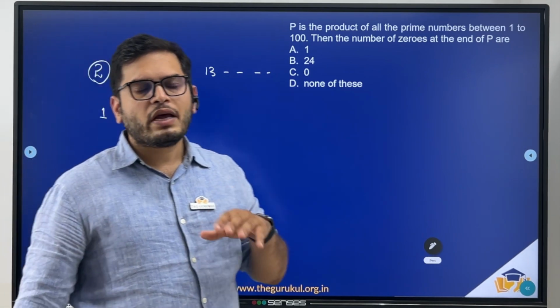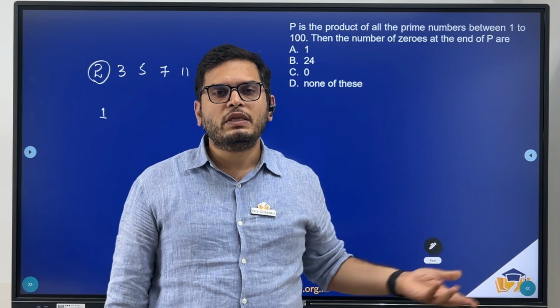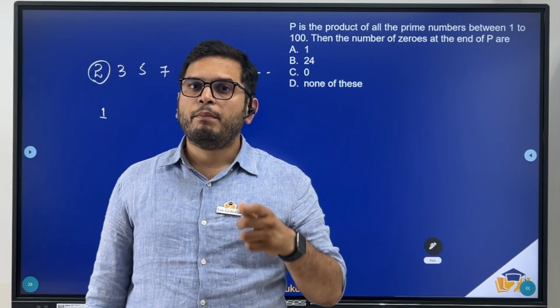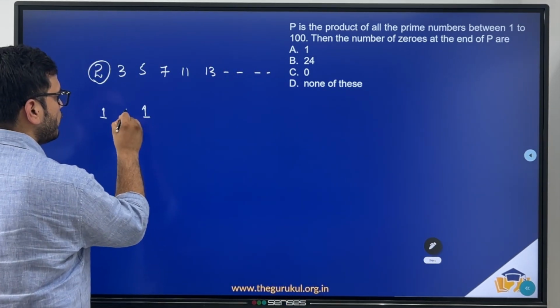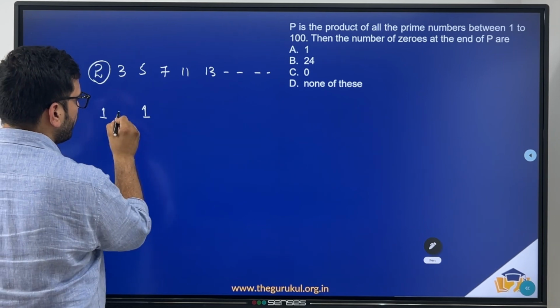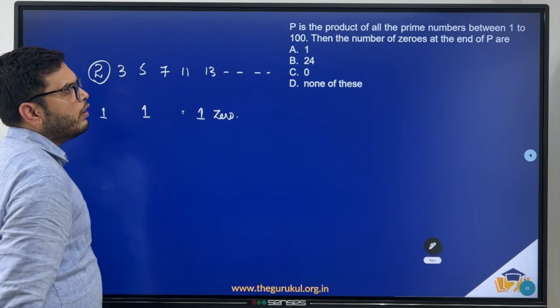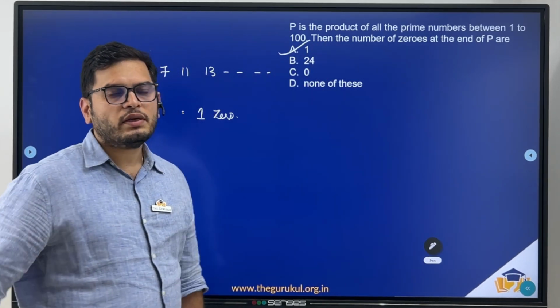Okay. Now what is the highest power of 5? Again 1. Right. Remaining all multiples of 5 are composite numbers. Right. So 5 is the only prime multiple of 5. So the highest power of 5 is also 1. So there will be only 1 zero at the end of the product of prime numbers from 1 to 100. So the answer for this question should be option A.